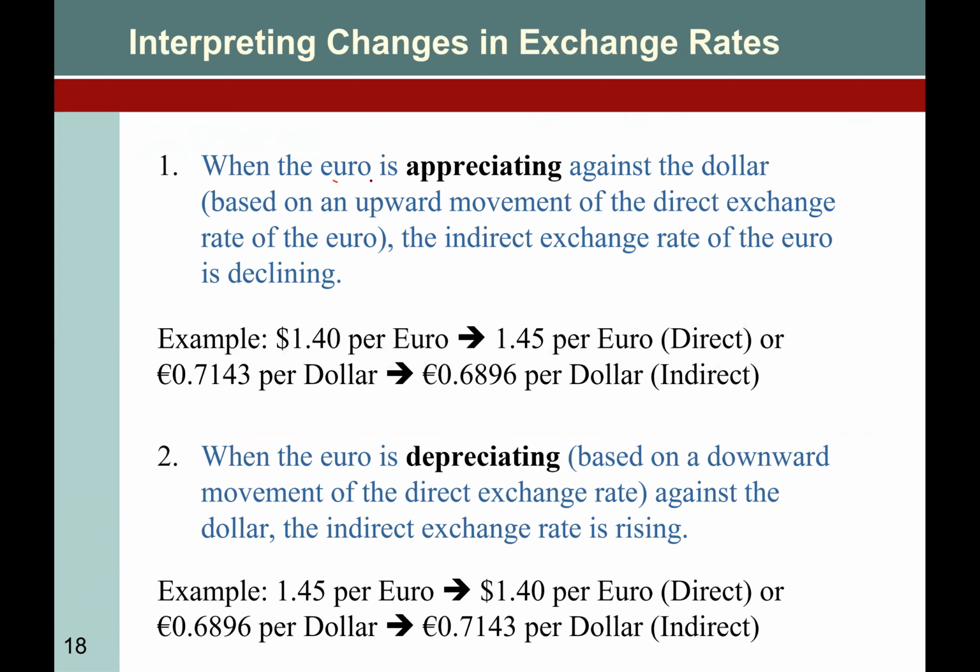When a euro is appreciating against the dollar, the indirect rate of the euro is declining. Simple word. If the value of the euro was 1.35 and now the value of the euro is 1.40, what does it mean? The currency has appreciated. And now answer me, which currency is appreciating? Euro or dollar?